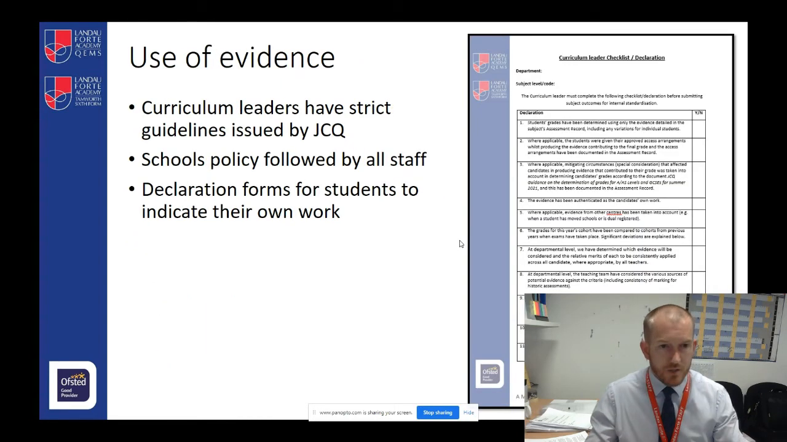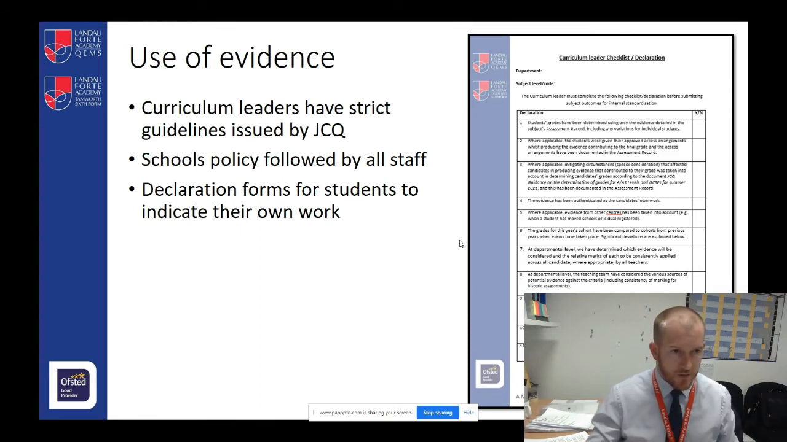So, in terms of the use of the evidence, there's a couple of slides on this and a couple of things that I need to clarify for you. All curriculum leaders and SLT members have strict guidelines to follow from the JCQ. An example of that is shown on the right-hand side of this screen, where there is a specific checklist. Every subject will not be submitted until they have met all of these standards and can evidence that.